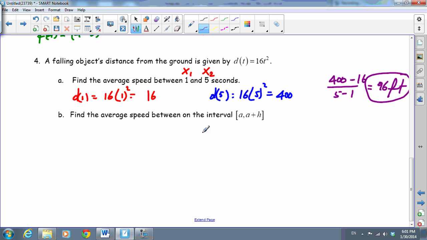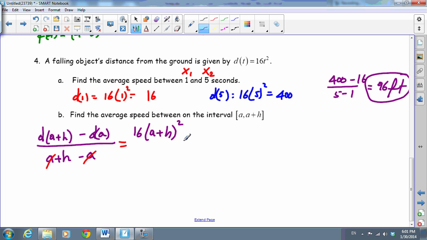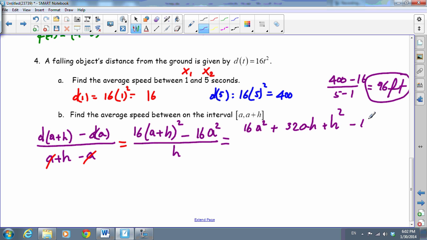The next question says find the average speed between the interval a and a plus h. That means I will do d of a plus h minus d of a over a plus h minus a. This should ring a bell in your head by now. Anyways, a minus a, obviously the a's will cancel, and I will keep writing it. d of a plus h will be 16 times a plus h, the whole thing squared, minus 16 times a squared over h. Now I can explain this one by saying it is 16a squared plus 32ah plus h squared minus 16a squared.